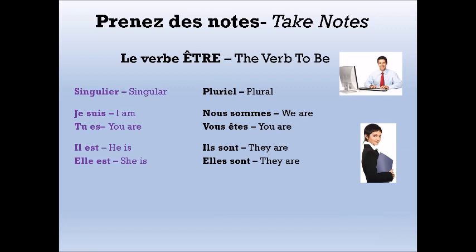So first thing we learned was the verb to be. I will just go with them once, and then again you can pause and you could listen to them again. Le verbe être, the verb to be. Singulier, singular: je suis, I am. Tu es, you are. Il est, he is. Elle est, she is. Pluriel, plural: nous sommes, we are. Vous êtes, you are. Ils sont, they are. Elles sont, they are.